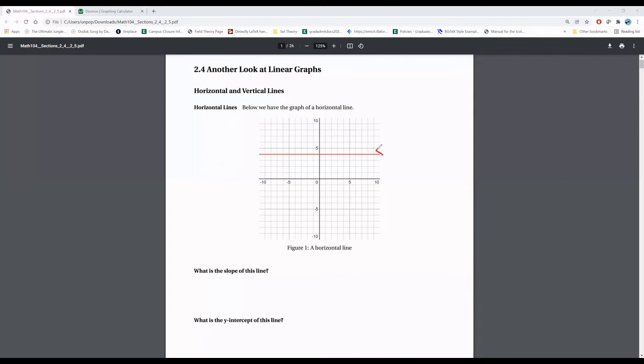To indicate this is a line, we really should have arrows on both ends showing that it goes on forever. My graphing utility didn't do that when I made this picture, so I'm going to do it myself. First thing we want to consider is what's the slope of this line. And maybe you remember, or maybe you can tell just by looking at it. If not, well, we could go back to our old slope formula.